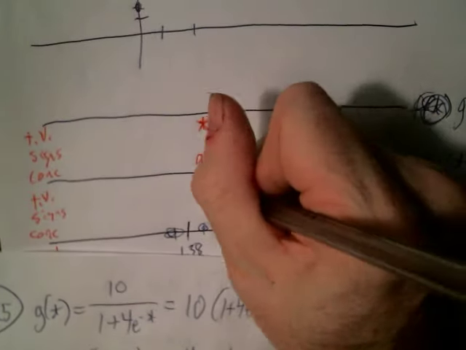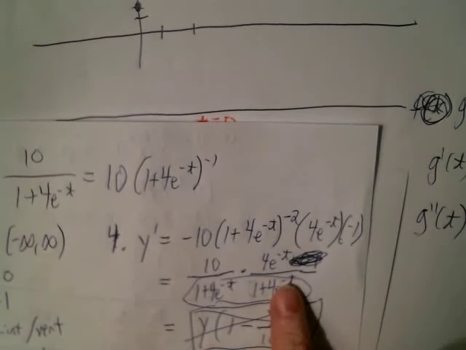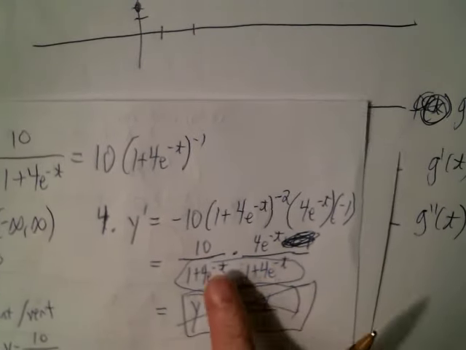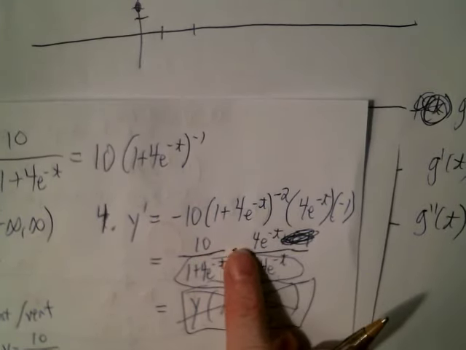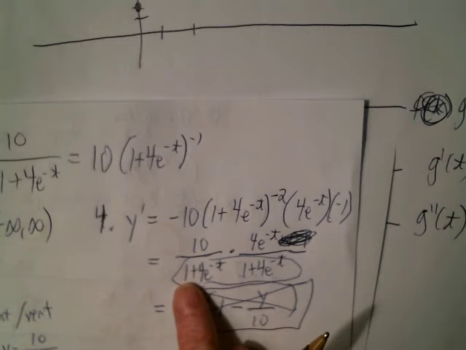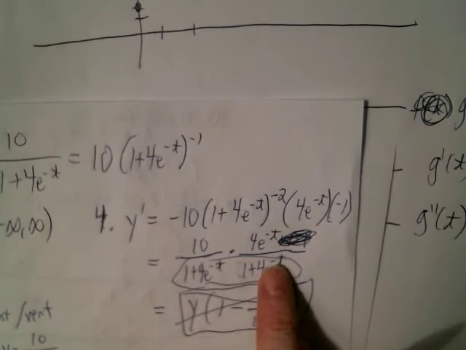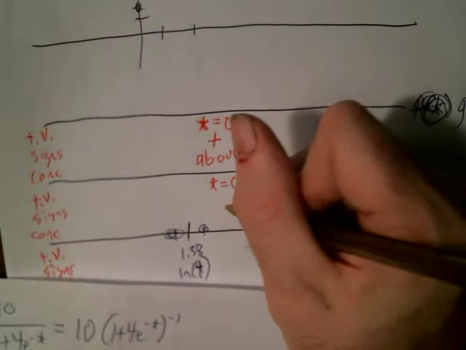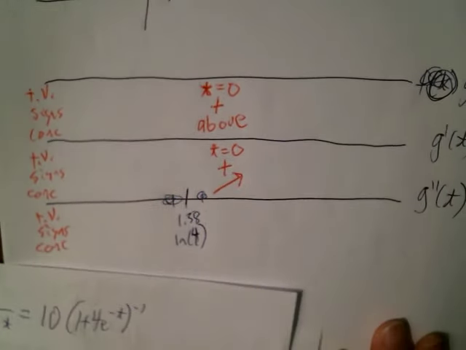Again, let's use t as 0. If you plug that into the derivative formula, which is this thing, you'll get 10 times 4e to the 0, so you get 40, which is positive, all over 1 plus 4 times 1 plus 4. That'll be positive as well. So it's positive over positive, so it's positive. In other words, it's always increasing on its domain.